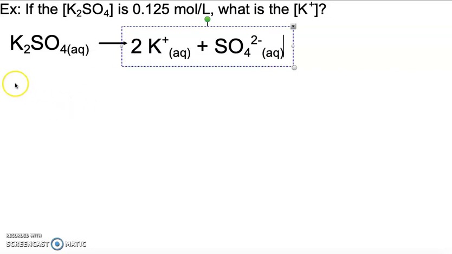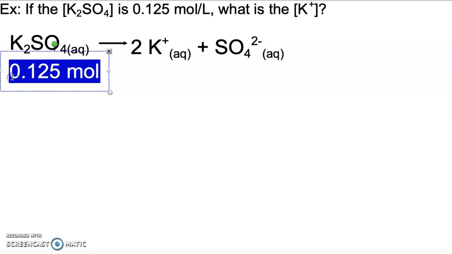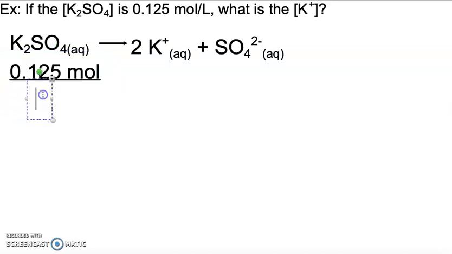Okay, so looking at what we've been given, the concentration of that potassium sulfate. Underneath where you wrote potassium sulfate in your equation, we're going to write that concentration of 0.125 moles per liter. Okay, and then what we're looking for is that concentration of potassium ions, right? Because that's what the question asked us to find.